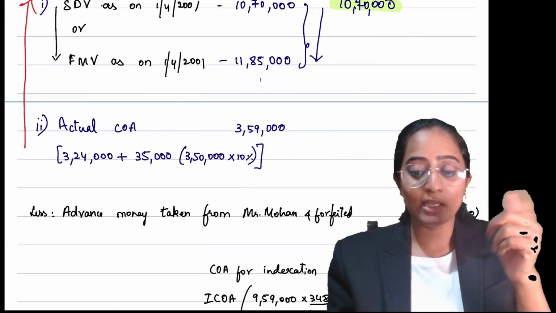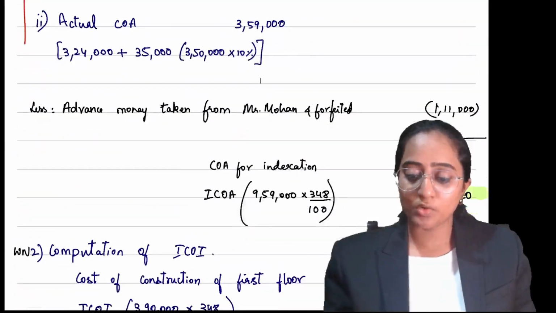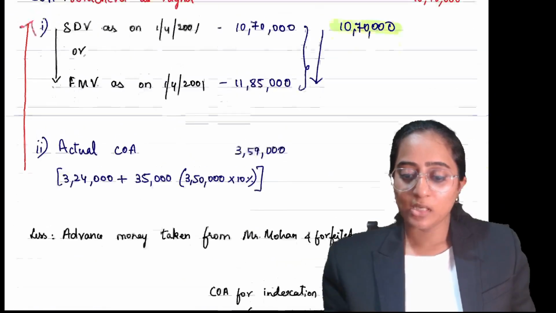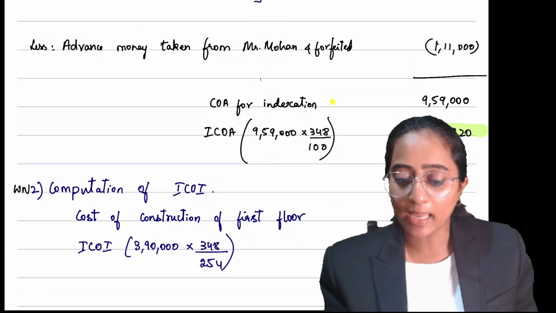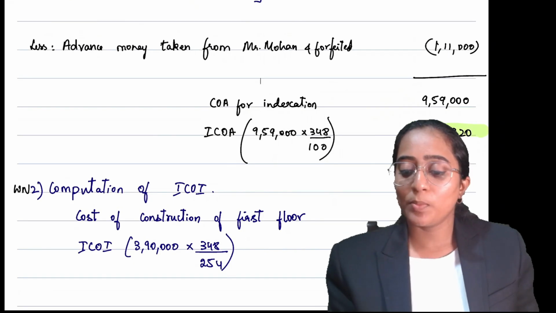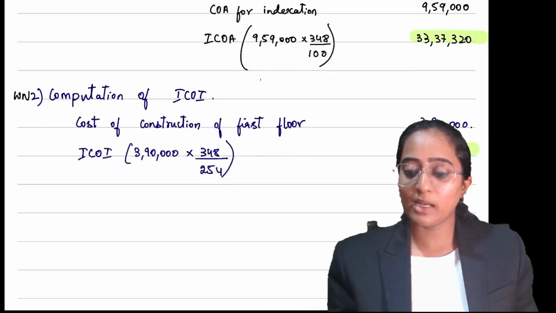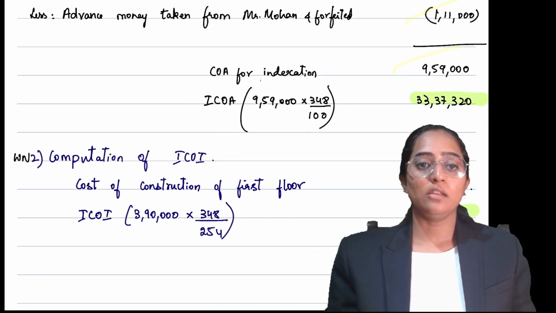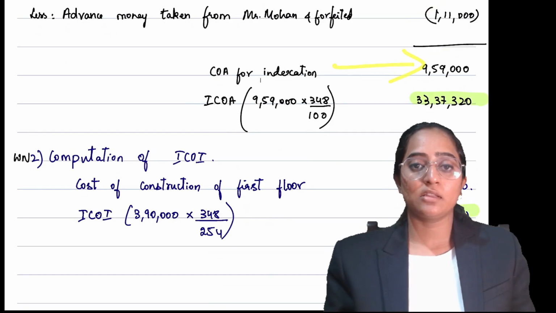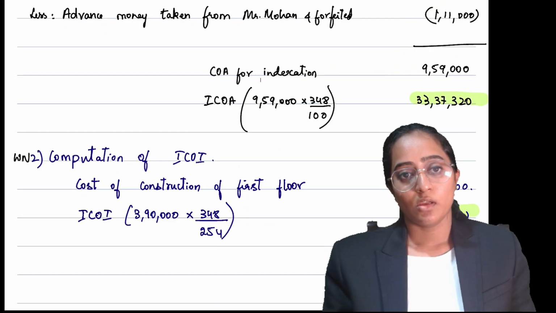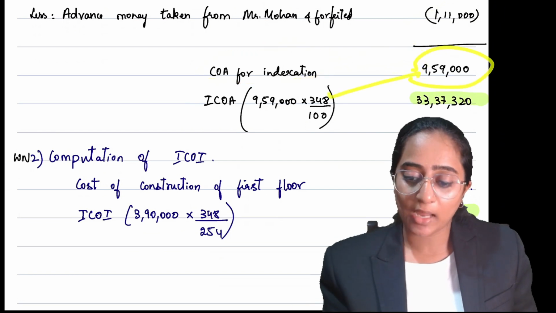Now, the advance money explanation which I told you, that is minus what you are going to do. 1,11,000 rupees, I am going to subtract from my cost of acquisition. After subtracting 1,11,000, my actual cost of acquisition for indexation would be 9,59,000. Clear? This minus 1,11,000, it's going to be 9,59,000. Clear? Everyone? This is my cost of acquisition for indexation. I have to provide indexation now.